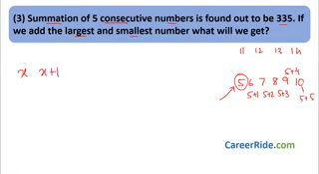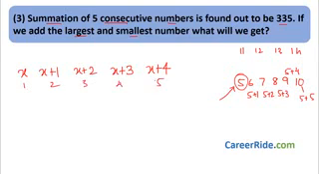This is the first consecutive number. This is the second. This is the third. This is the fourth. And this is the fifth. So, we will have first, second, third, fourth and fifth. These are 5 consecutive numbers.